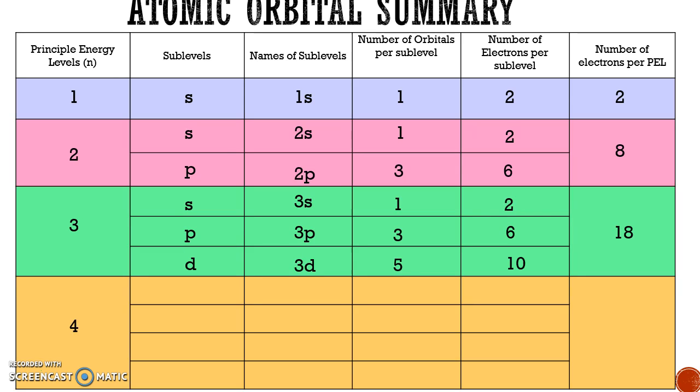And then the fourth energy level, we have s's and p's and d's and f's. And so we call these the 4s, the 4p, the 4d, and the 4f. And they come in sets of 1 and 3 and 5 and 7. And each of them can hold 2 electrons, so you get 2 and 6 and 10 and 14. And if you add all those numbers together, yes, you do get 32.